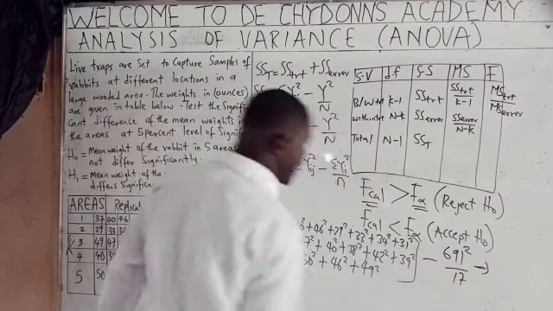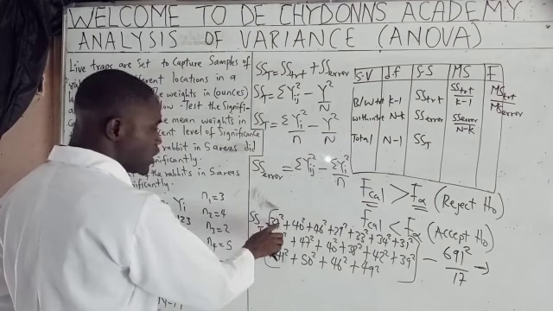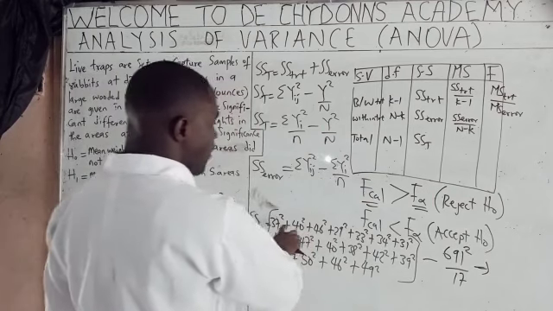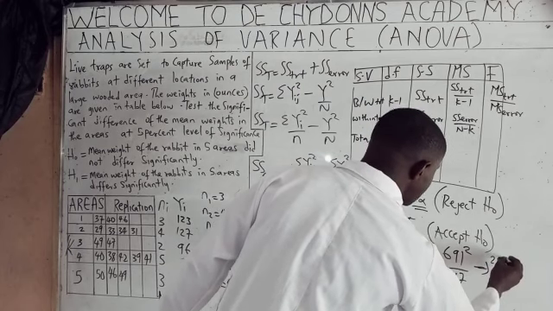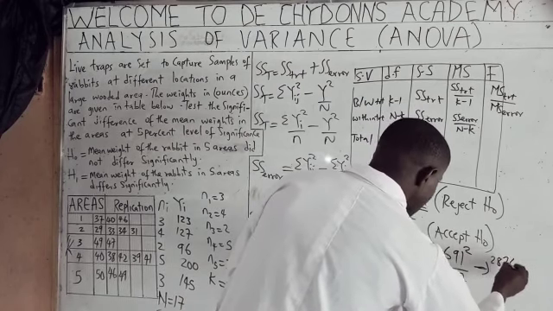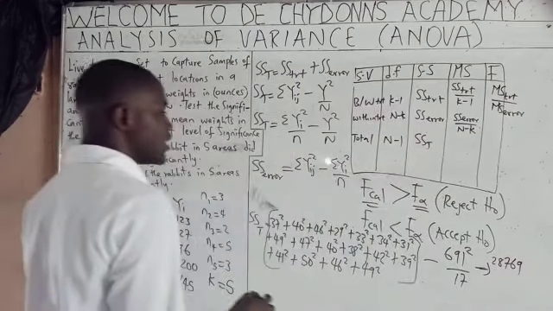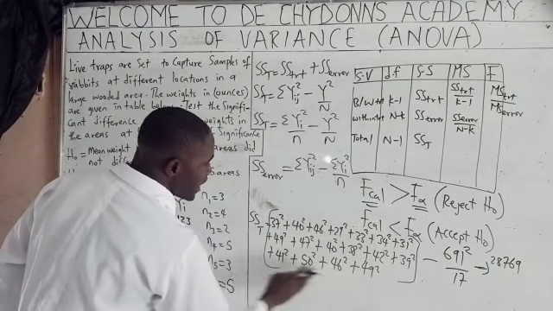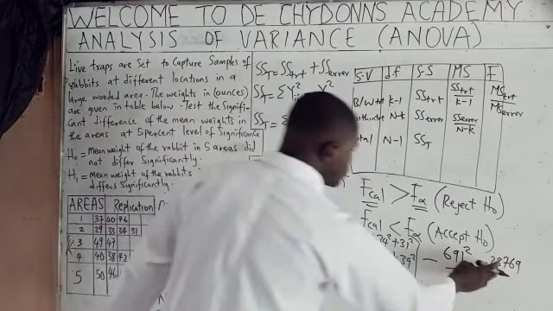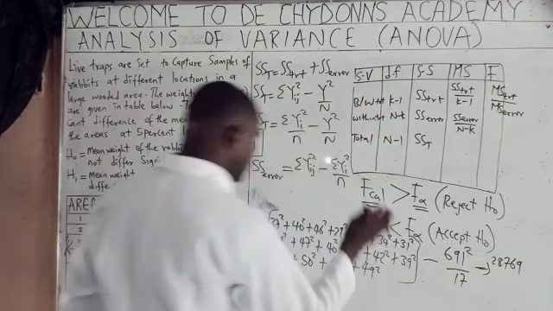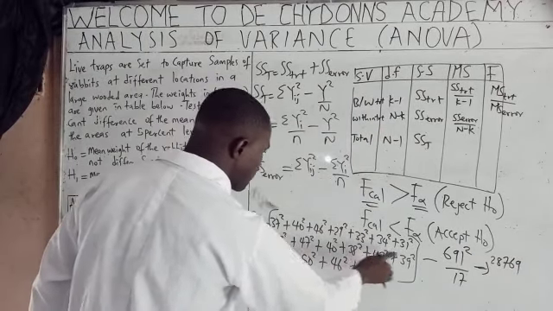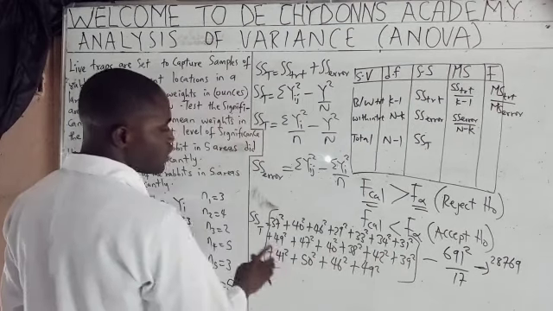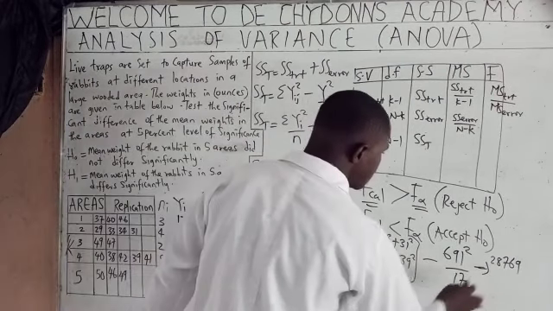Once you compute this with your calculator, you'll be getting 28,769. If you compute everything here with your calculator, you get 28,769. There are 17 values in total. Once you compute all of them, it gives you this.